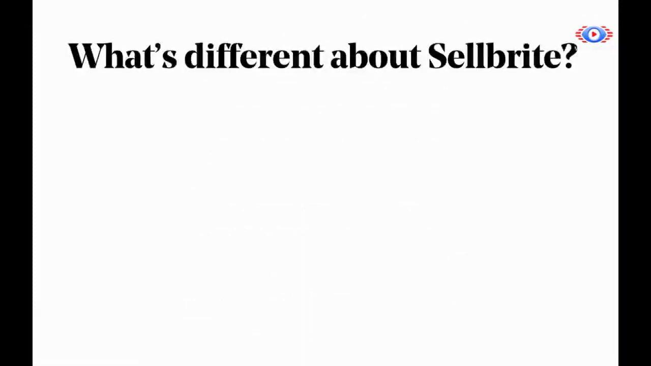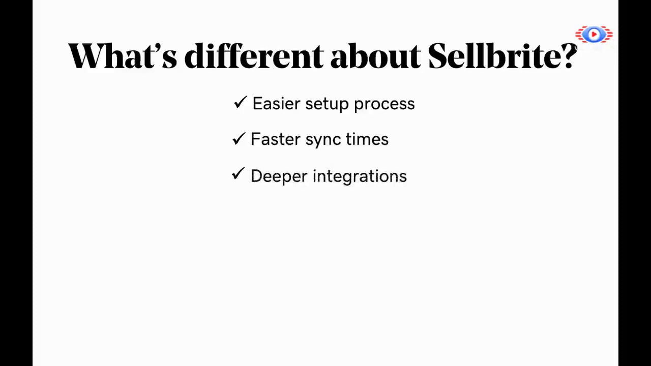So, what's different about Sellbrite? It's faster and easier to get started on than any other system. Our sync times are among the fastest in the industry. We go deeper than other solutions, offering more features on a per-channel basis. We're easier to understand and use than anybody else. We focus on security and stability over any feature. You'll never have to worry about a data breach.